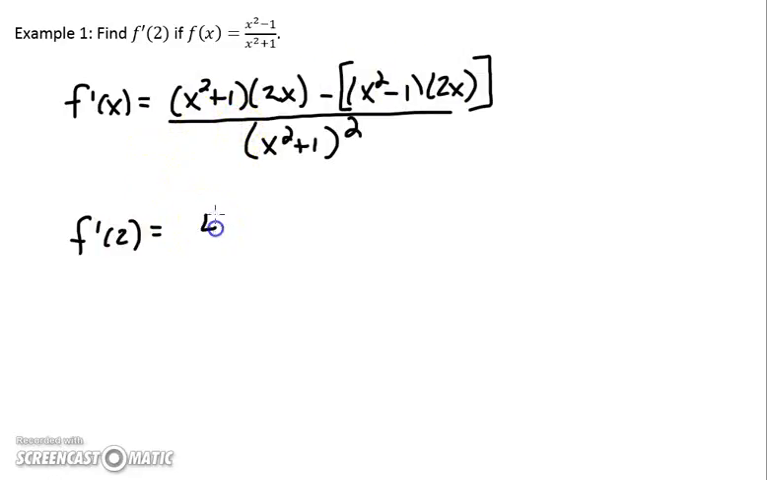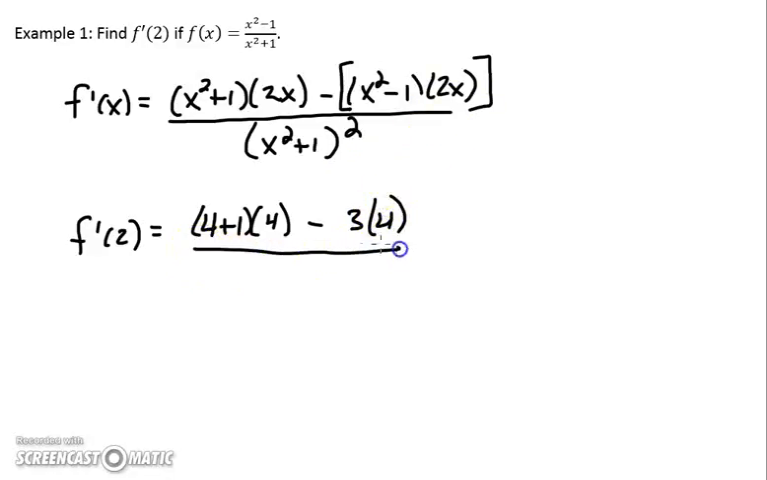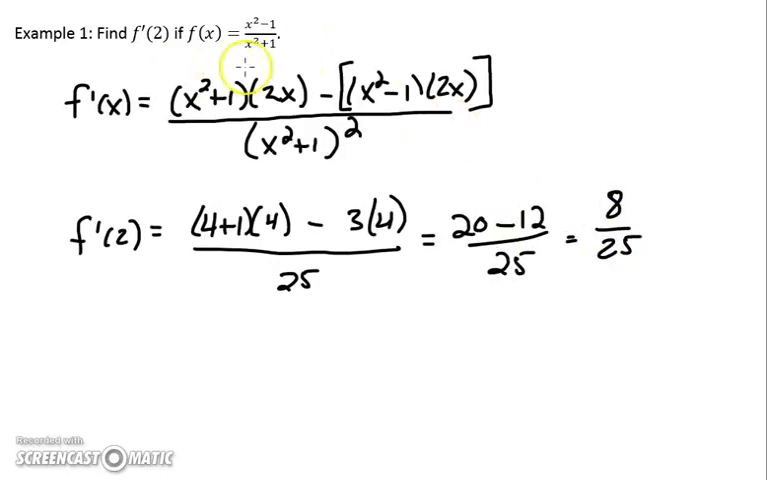So 2 squared is going to give me 4 plus 1 times 2 times 2 is 4 minus 2 squared is 4 minus 1 is 3, and then 2 times 2 is 4 again, over 2 squared is 4 plus 1 is 5, squared is 25. So we can simplify this a little bit. 4 and 1 is 5 times 4 is 20 minus 12 over 25. So we're going to get 8 over 25. So if you were to graph this function and draw the tangent line at the point x equals 2, the slope of that tangent line is going to be 8 over 25.